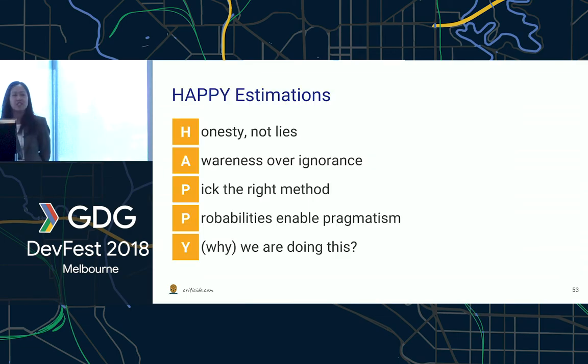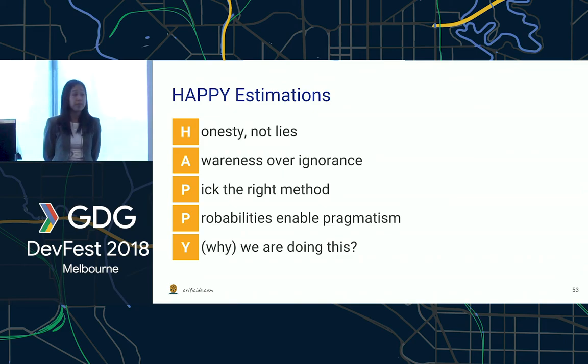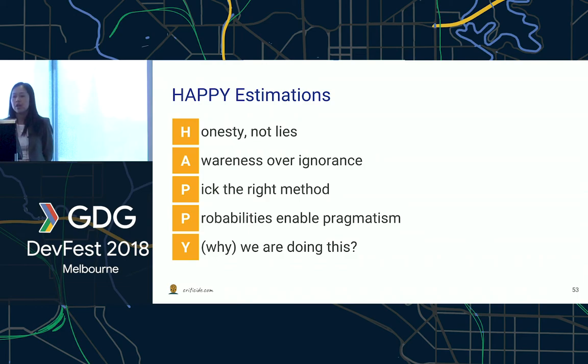So in particular, we can do happy estimations. Honesty, not lies. We have a responsibility to provide honest information which will be used for decisions. Awareness over ignorance. Awareness is a responsibility of being a professional. Others depend on it. Pick the right method. If you pick the wrong method, the information you provide is useless, and in the worst case, it could be disastrous. Probabilities enable pragmatism. Developing software requires us to take a pragmatic approach to deliver results.